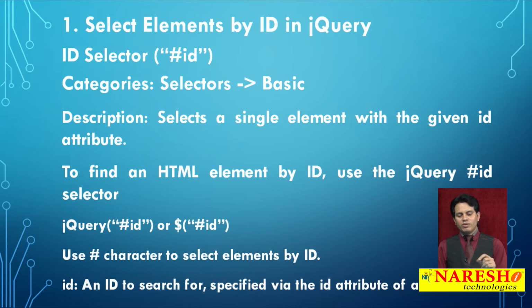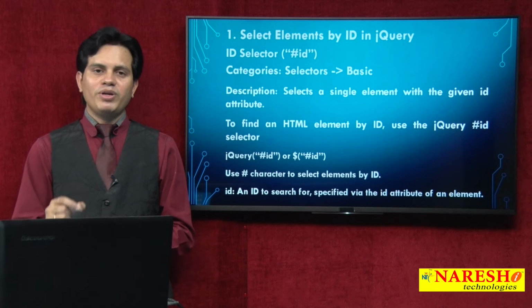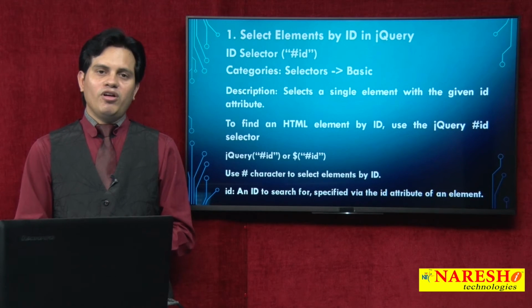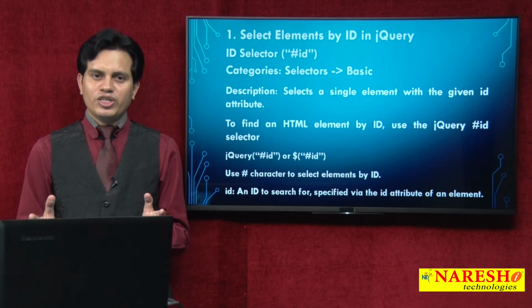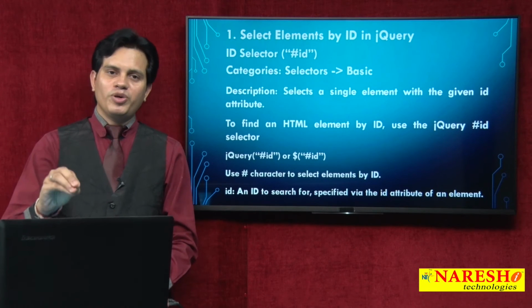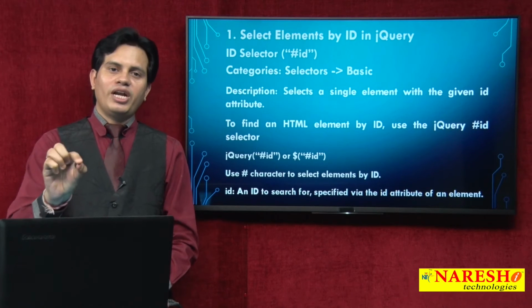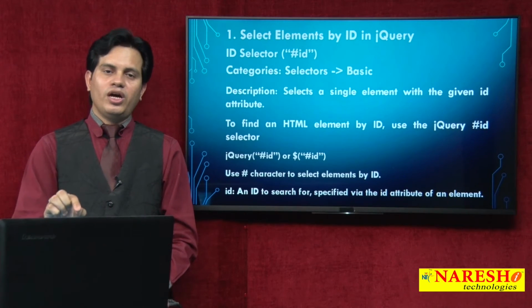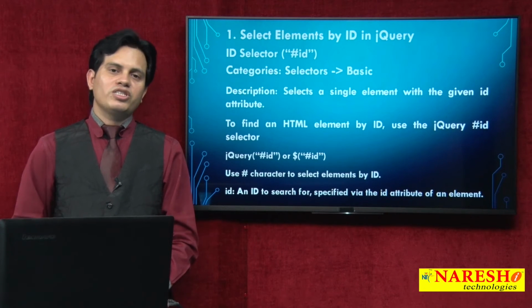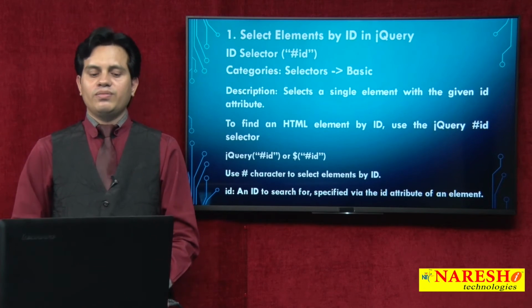To find an HTML element by ID, if anybody asks how to find an HTML element by using its ID, then you must say it is possible by using the jQuery hash ID selector. So whenever a requirement comes in our JavaScript program using jQuery functionality to perform any operation on a single element by finding it using its ID, then you must prefer and use one jQuery selector, that is called the ID selector.